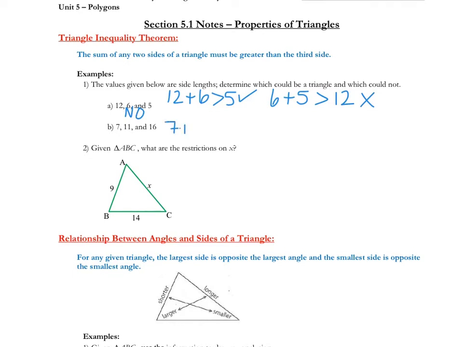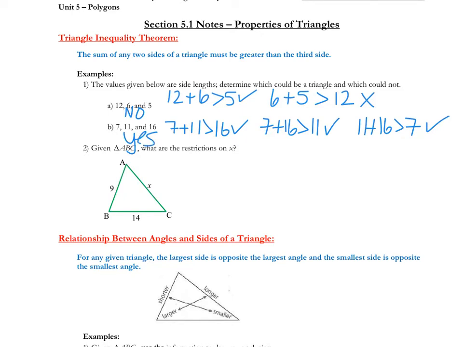So 7 plus 11, is that greater than 16? Yes. 7 plus 16, is that greater than 11? Yes. And then we have to do one more. We have to do 11 plus 16, is that greater than 7? And the answer is yes. So example B would be a triangle.